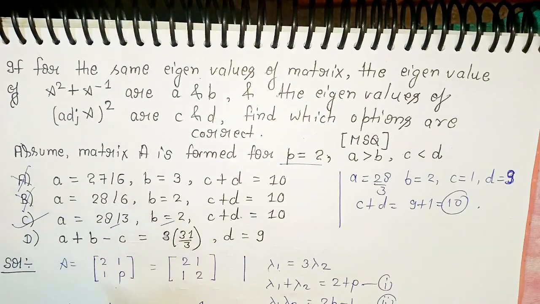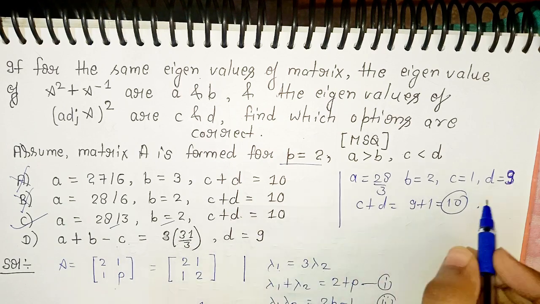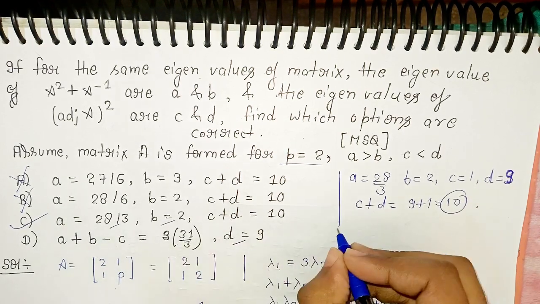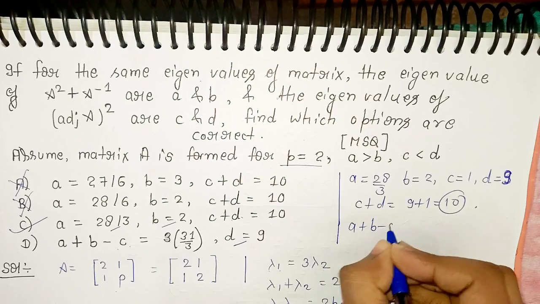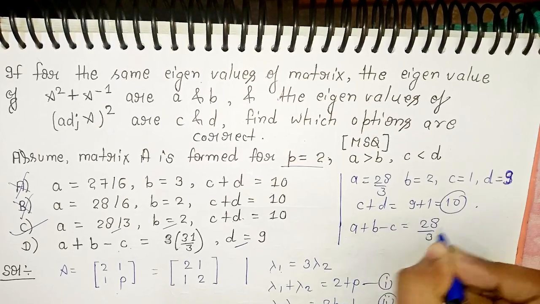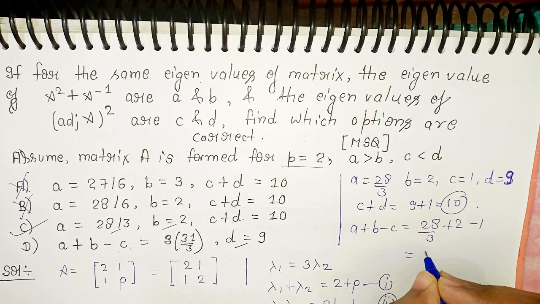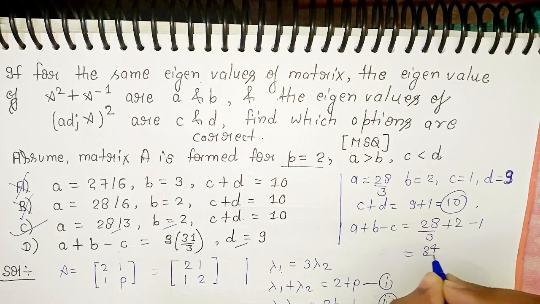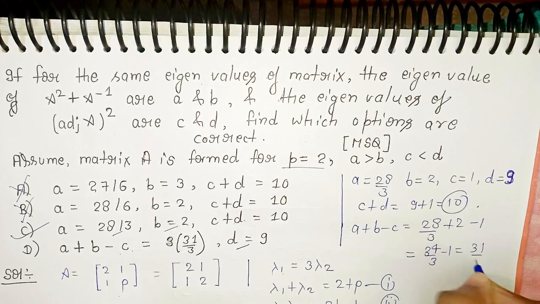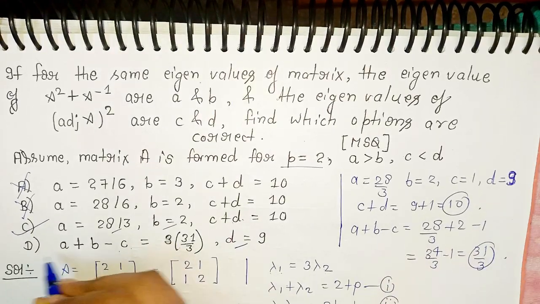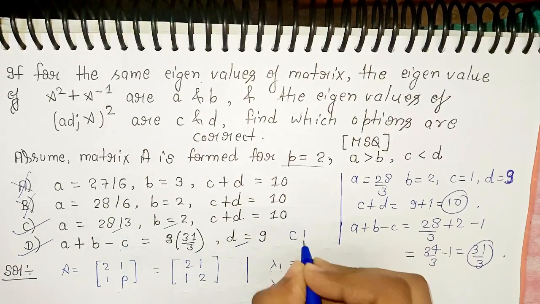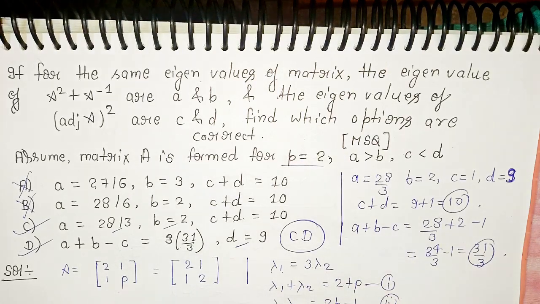ओके, सो दिस इज करेक्ट। A plus B minus C is 31/3 and D is 9. Yes, D is 9. So this is correct. Now let's check for A plus B minus C. This is 28/3 plus 2 minus 1. और ये हो जाएगा आई थिंक 3 × 2 = 6, 34/3 minus 1. So it's yes 31/3. तो यानी कि ये भी करेक्ट है, D. सो आंसर इज C D.